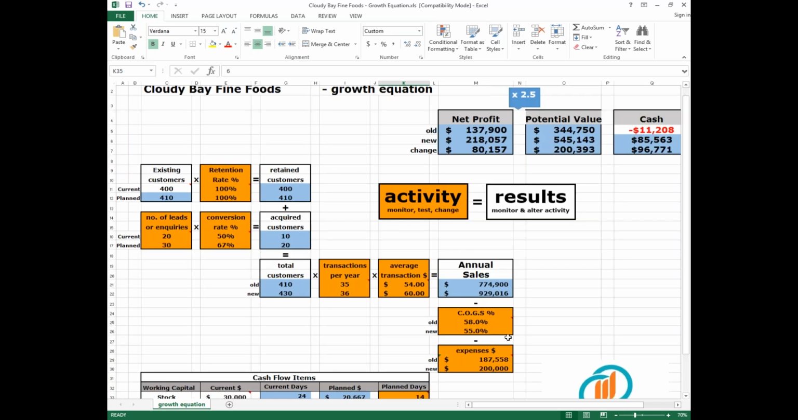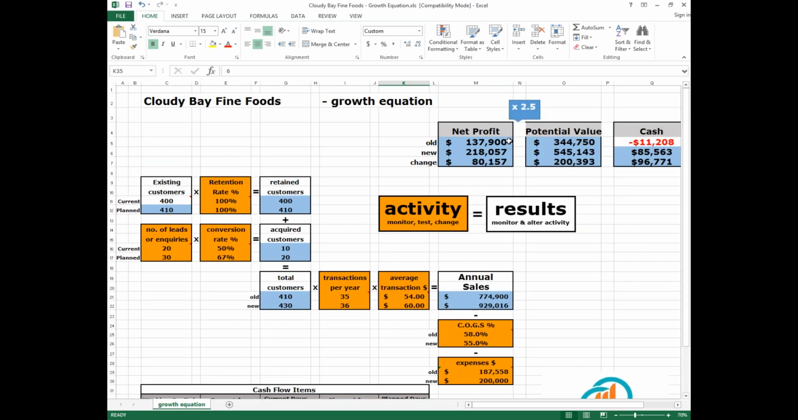So at this stage, we're seeing Nigella with a profit improvement from 138,000 to 218,000, which is a change of $80,000. And her bank account has gone from an overdraft of 11,000 to cash in the bank of 86,000, an improvement of 96, which is really good.